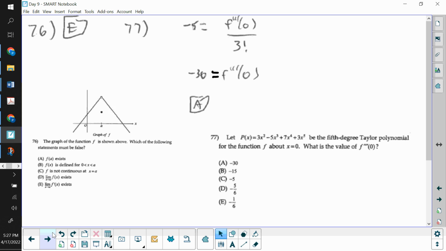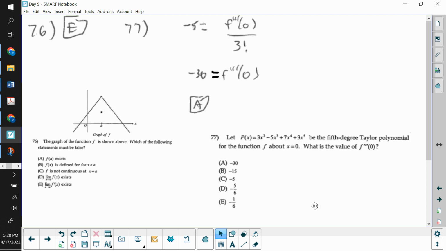All right, in 76, f of a does exist because there's an actual point there. From 0 to a, but not inclusive, the function is defined. There's values everywhere. Not continuous at a, that's a true statement. We're looking for false. The limit of our original function f is existing. It's approaching whatever y value that is from both sides. But the derivative limit is not existing because from the left it's some positive value and from the right it's some negative value for those slopes. So therefore, that one is not true.